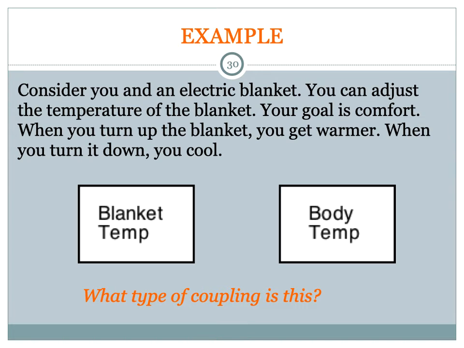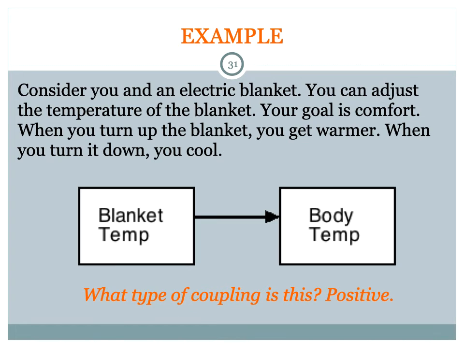Okay, consider you and an electric blanket as a system. You can adjust the temperature of the blanket. Your goal is to be comfortable. When you turn the blanket up, you get warmer, and when you turn it down, you cool off. What type of coupling is this? Hopefully, you're saying positive.